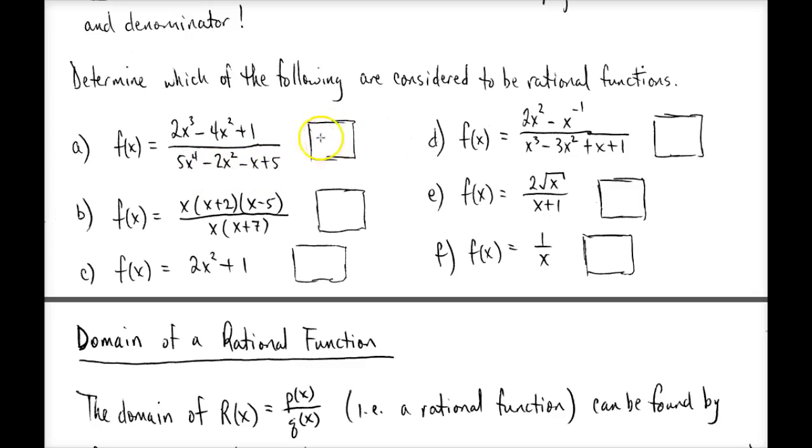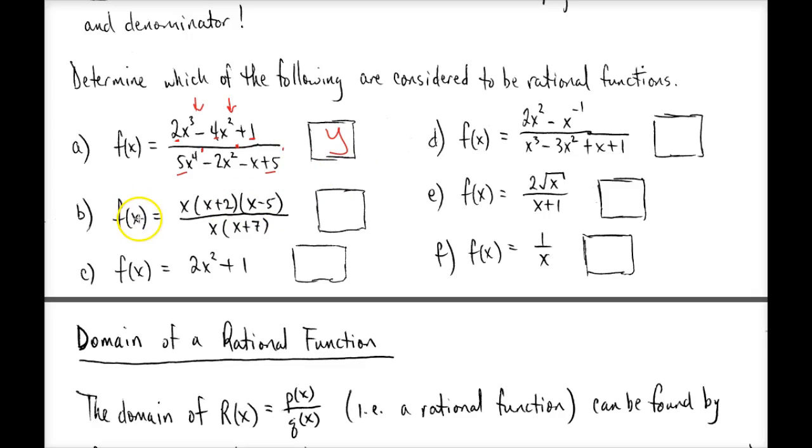And the reason that we know we have a polynomial in the numerator and the denominator is because all of our exponents are whole numbers. All of our coefficients are real numbers, and that's both for the numerator and the denominator here. And our denominator does not equal 0. So this is a rational function.